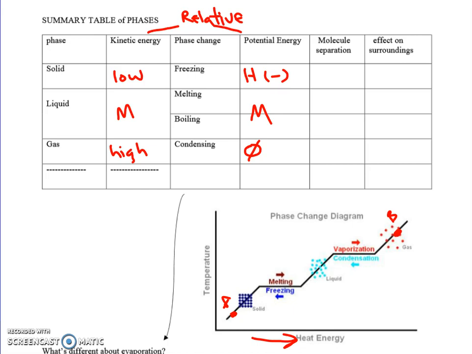So with potential energy goes molecular separation. And again, the diagram below kind of gives you an idea. This isn't much of a surprise. So we have a low molecular separation, again the baby bear, moderate, and here we're going to have a high molecular separation. And then lastly, the effect on the surroundings. So what do I mean by that?